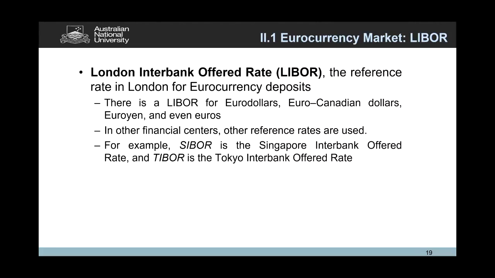So it's usually on 5 currencies, the dollar, the pound, the euro, Japanese yen, and so on, and 7 different maturities. So there are basically 35 possible combinations of LIBOR that you can quote for different currencies and maturities.